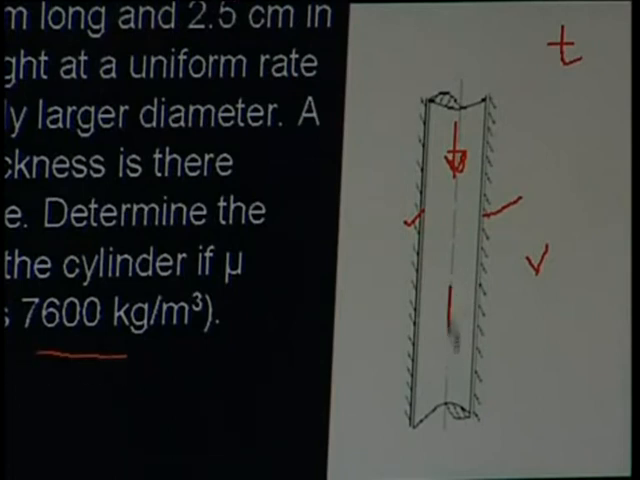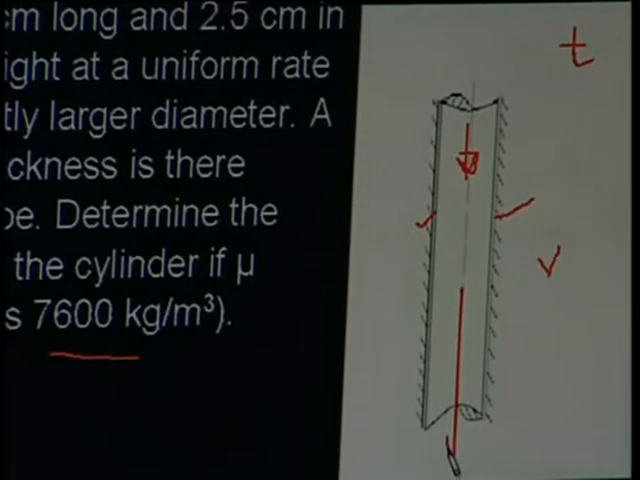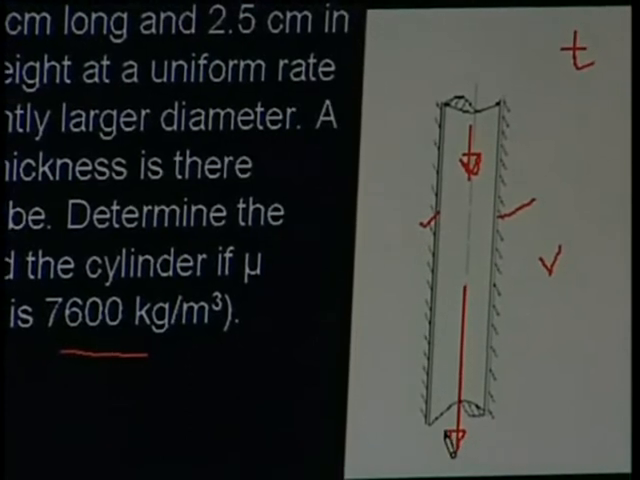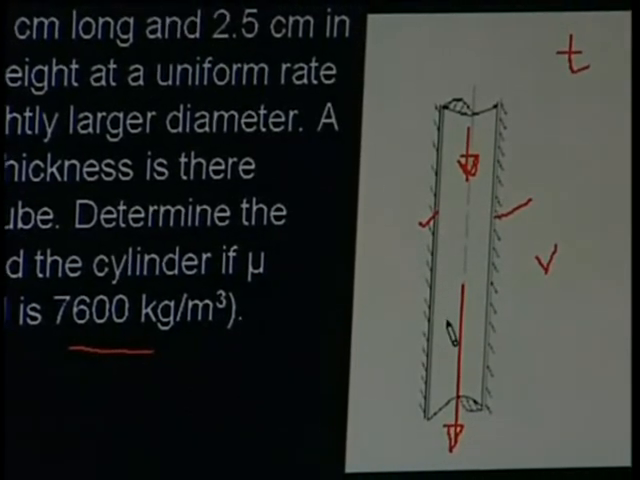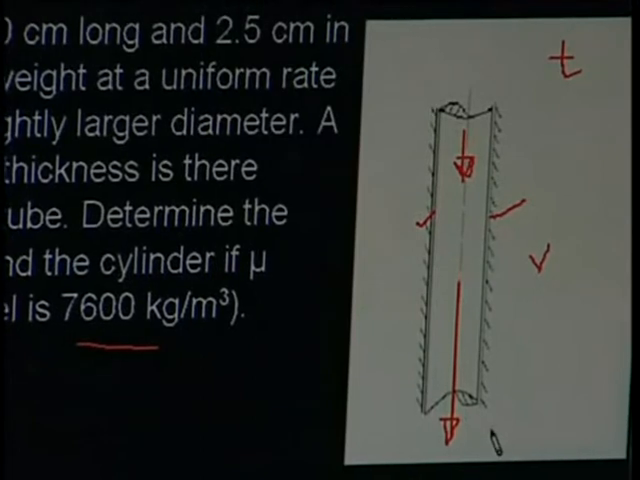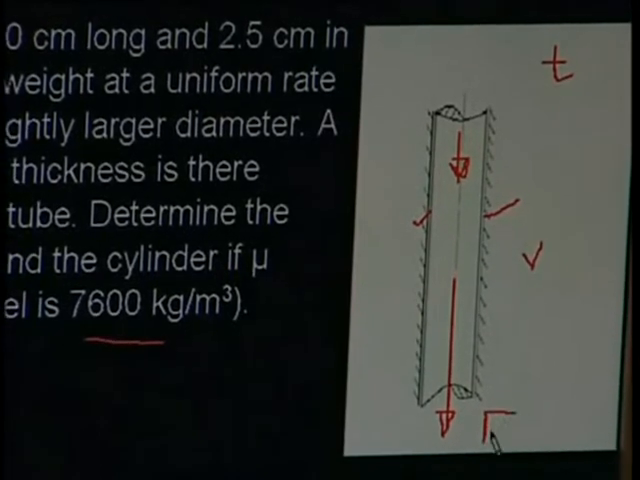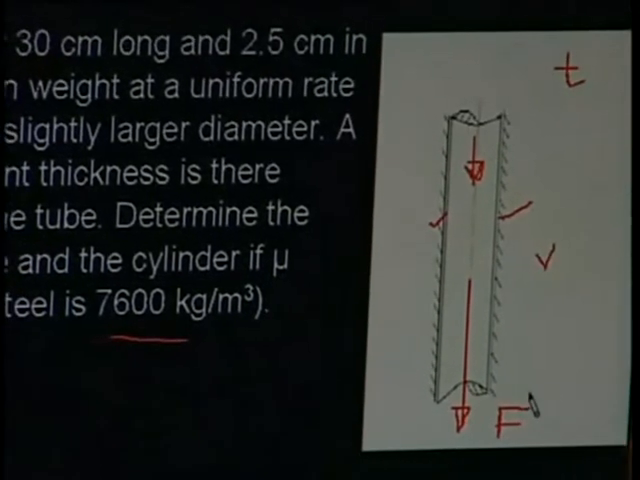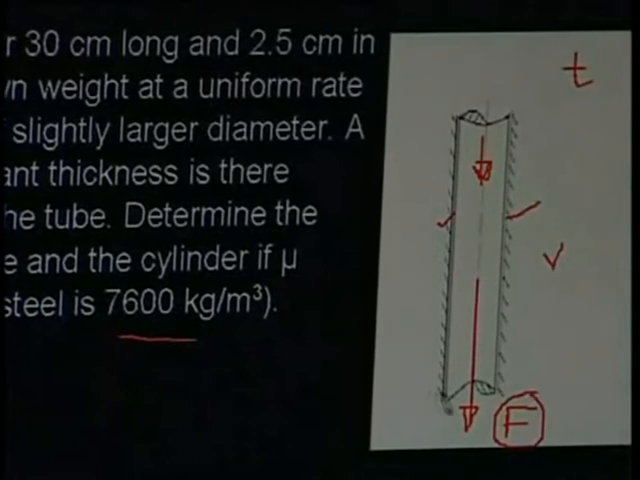So, it is going down because of some force, and what is that force? That force is due to the weight of the cylinder. Because of the weight there is a force F. Now, this force F can be calculated with the help of density of the steel. Density of the steel is given, so we can find out the weight.